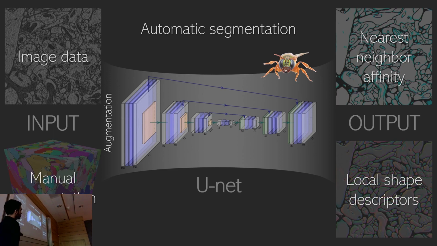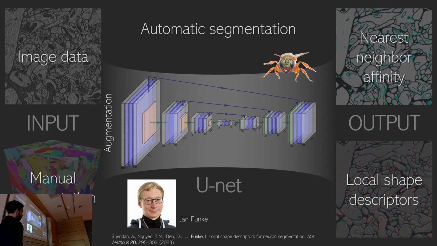And the model is trained to output nearest neighbor affinity and local shape descriptors. Nearest neighbor affinity is really what we're interested in. It's the position of the membrane. We're detecting edges. And local shape descriptors are an auxiliary task that was developed by Jan Funke, a collaborator from Janelia, and his team. It's a metric that is computed for every single voxel in the image that informs the model about the shape in 3D. And it was shown in that study that a model that can do both is better at detecting the membranes.